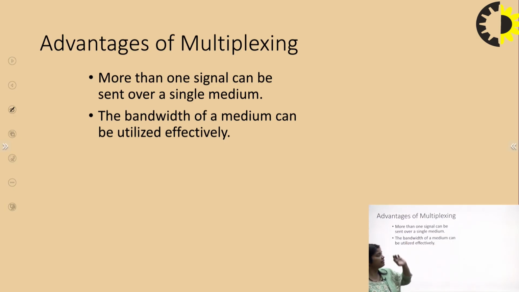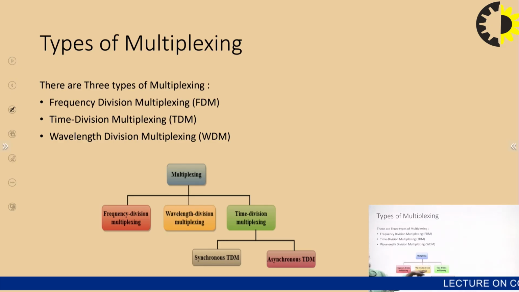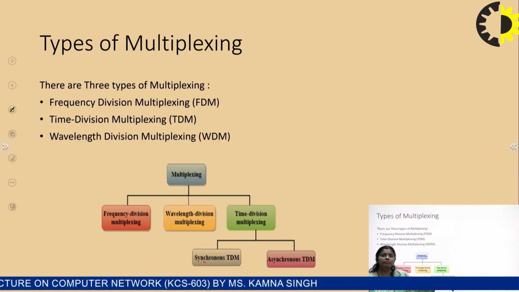Now, what are the advantages? More than one signal can be sent over a single medium, and the bandwidth is utilized. When we use frequency division multiplexing, maximum utilization of the bandwidth is achieved. The types of multiplexing are frequency division, wave division and time division multiplexing. Time division multiplexing is again of two types, synchronous and asynchronous TDM. Asynchronous TDM is also called statistical time division multiplexing. Now, one by one, we go through all these multiplexing techniques.